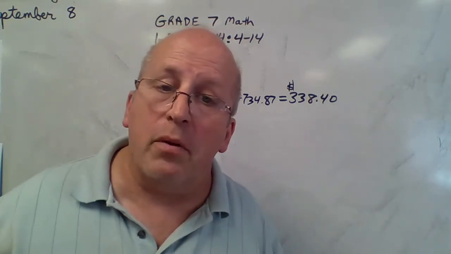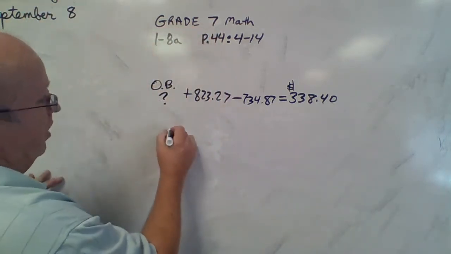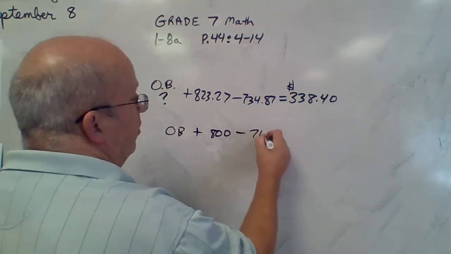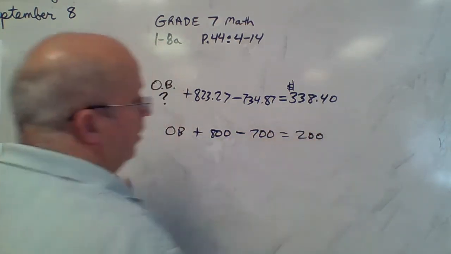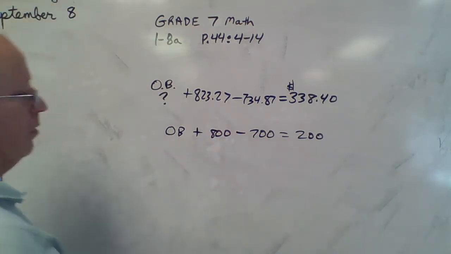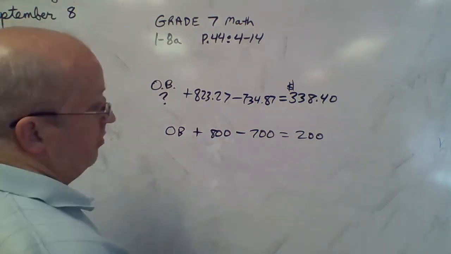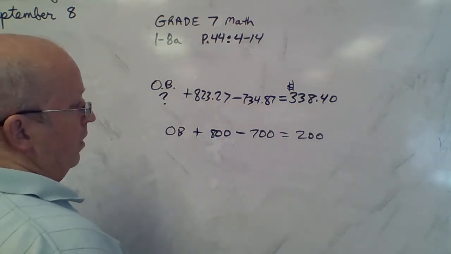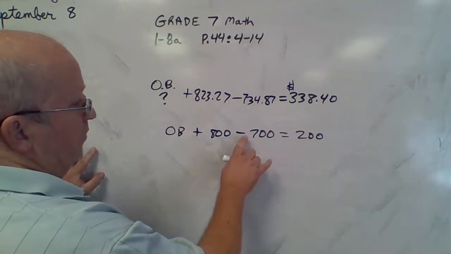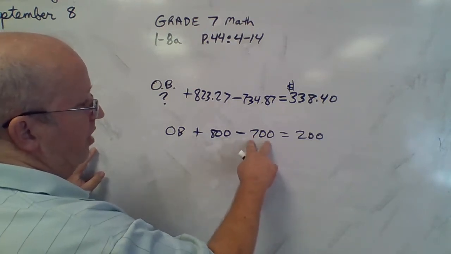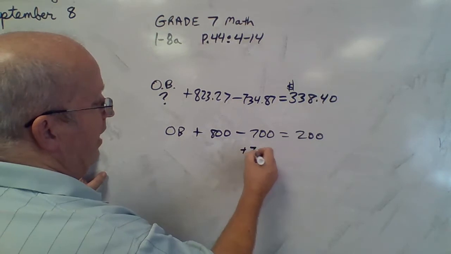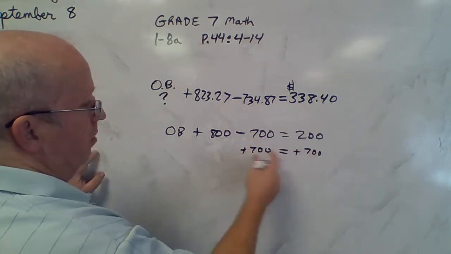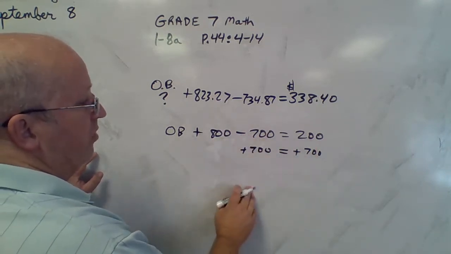I'm going to give you a simpler problem to think through here. What if instead of these numbers, you had these numbers? 800, 700, 200. How would you work backwards? Well, you could guess and check, but guessing and checking is not the most efficient way to do this. Watch this. If the last thing we talked about was subtracting 700, let's add 700 to both sides. In other words, we're doing the opposite of subtracting 700.